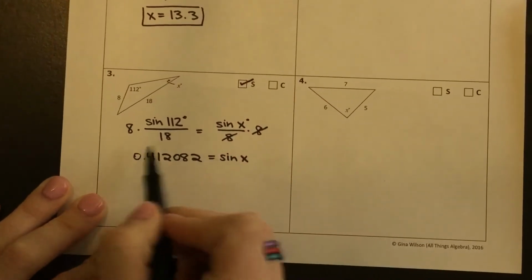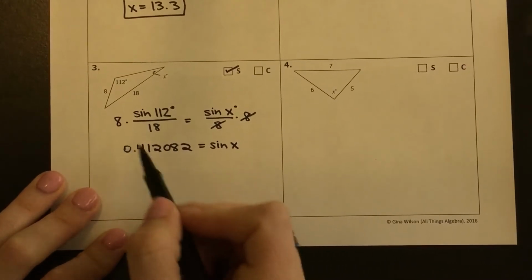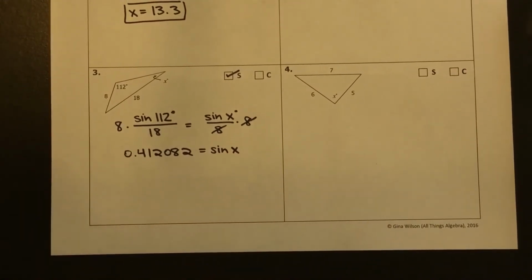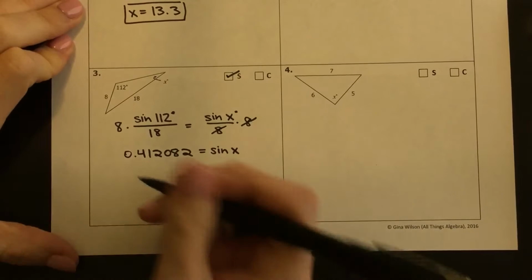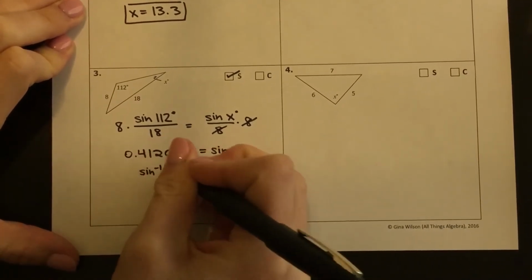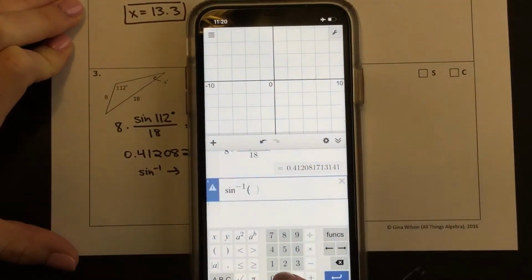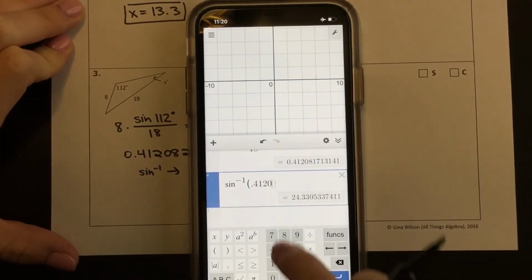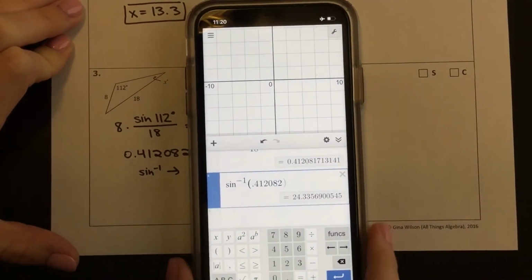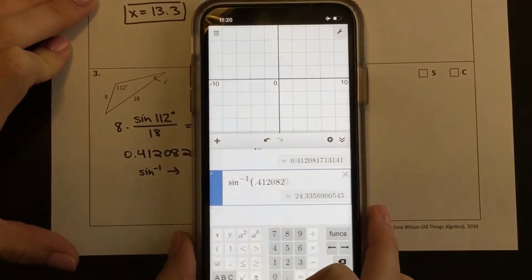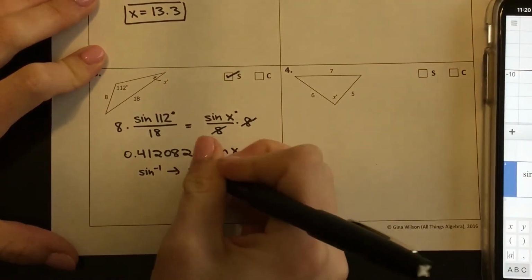Okay, so remember that's the sine of x. The sine is a number that's somewhere between -1 and +1. And in the law of sines notes, we talked about the ambiguous case where you could potentially have 2 different values. So we want to make sure we're checking for that. Your calculator will automatically give you the one that's in the first quadrant. So watch what happens here. I do inverse sine of this value right here, 0.412082. So it gives me 24.3. So 24.3 is the one that's in the first quadrant. That's the one that the calculator automatically gives me.